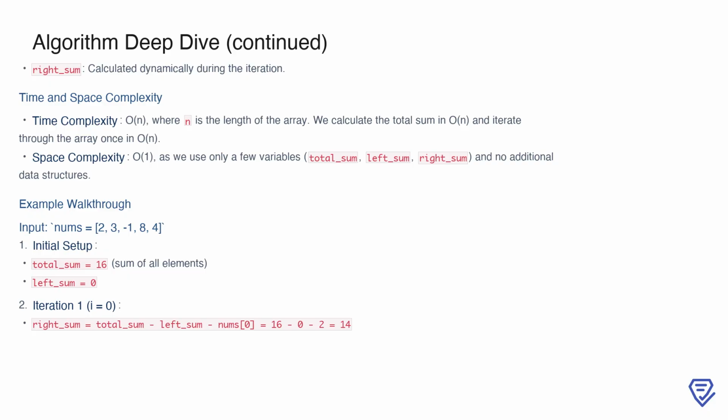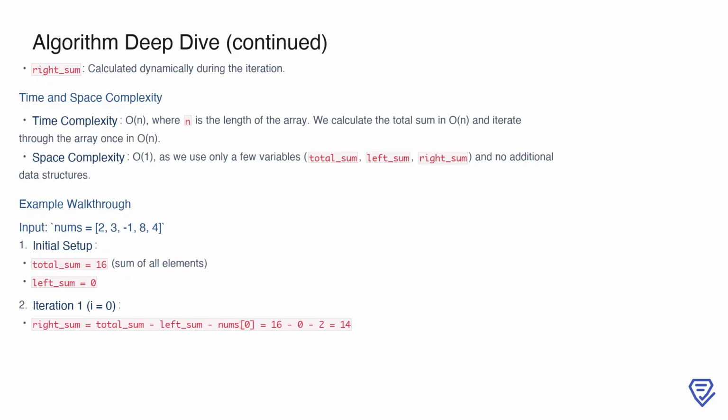The time complexity of the algorithm is O(n), where n is the length of the array. This is because we calculate the total sum in O(n), and then iterate through the array once in O(n). The space complexity is O(1), as we use only a constant amount of additional space, namely, variables for the total sum, left sum, and the dynamically computed right sum.